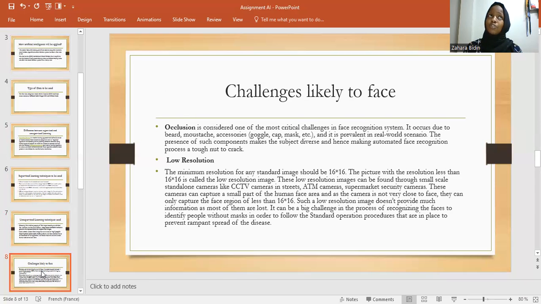And this can also be difficult for us to identify that person who's not putting on a mask, because literally we are targeting those who are not putting on masks, that are not observing the SOPs. So low resolution can be a problem or a challenge in this manner.